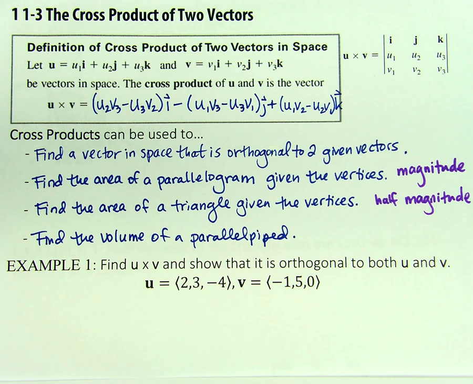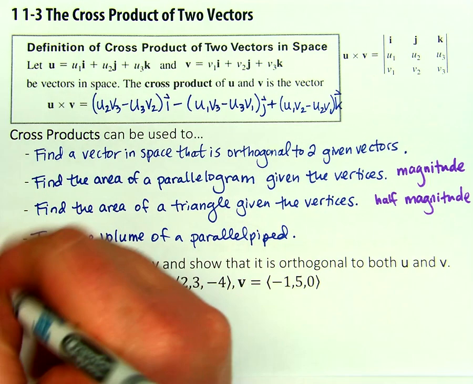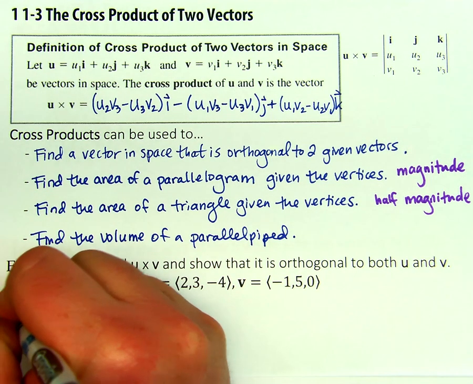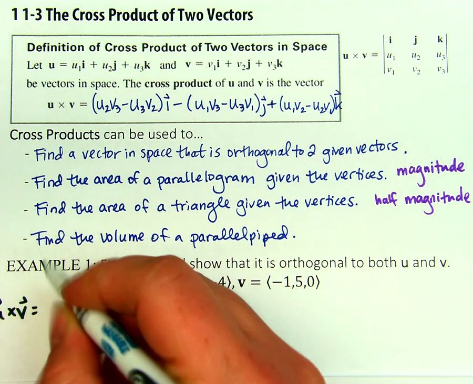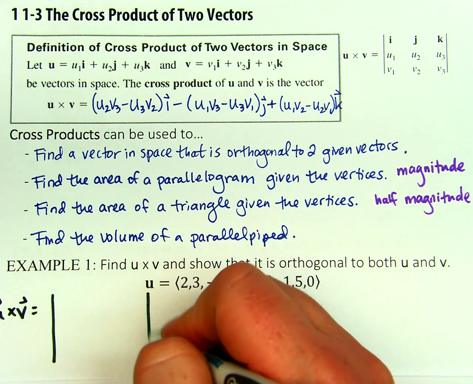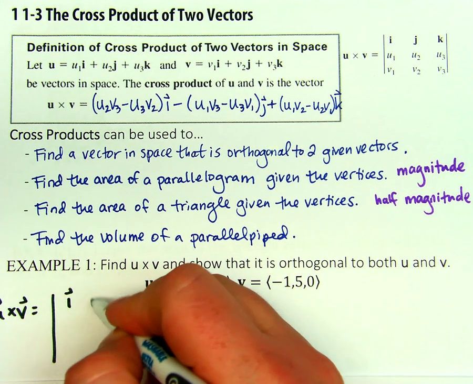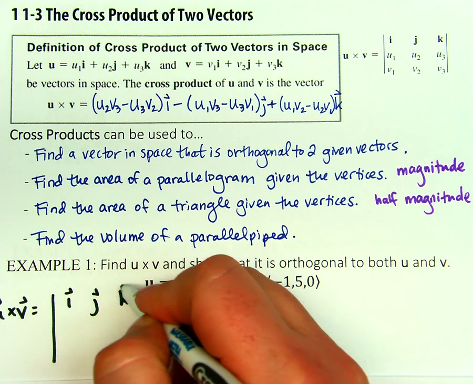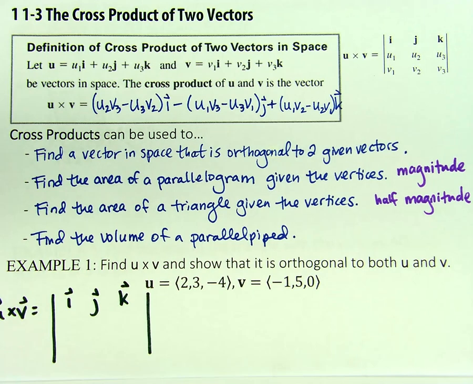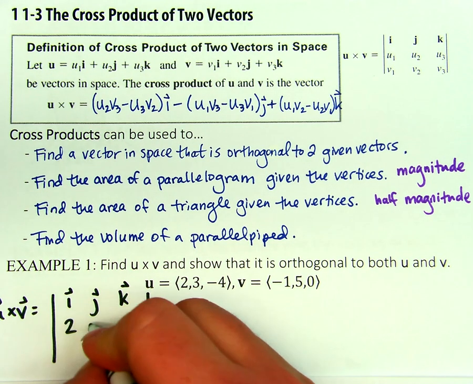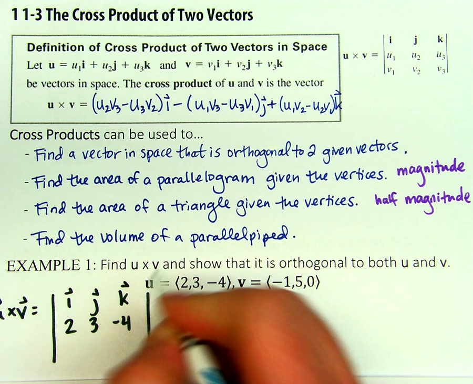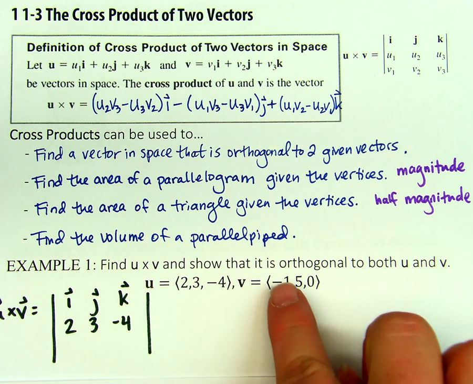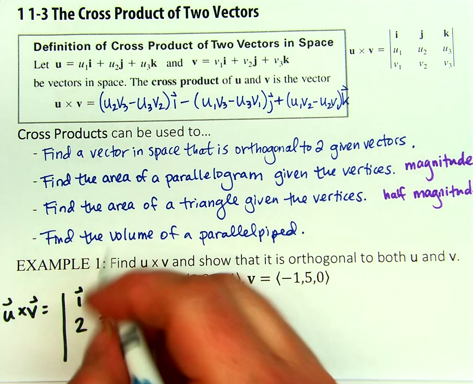Okay, so the first thing I'm going to do is I'm going to rewrite u and v into this matrix form. So u cross v. Across the top, I'm going to write i, j, k. And then I'm just going to write the first vector in order 2, 3, negative 4. And then the second vector, negative 1, 5, 0.